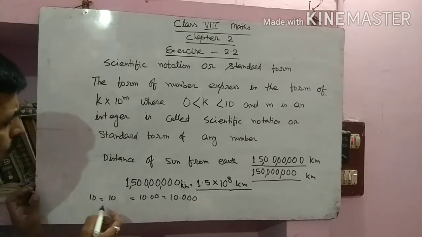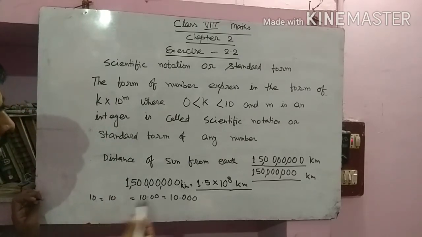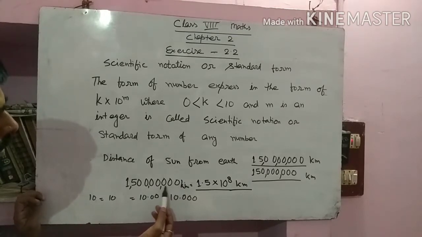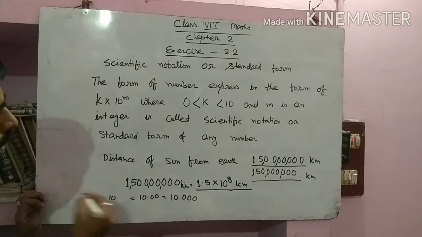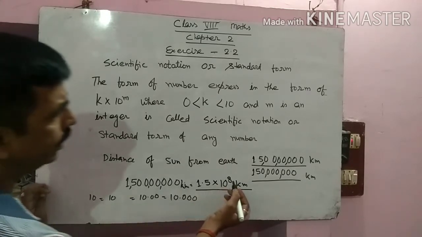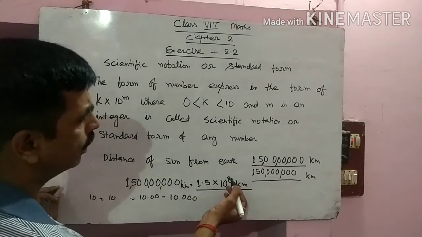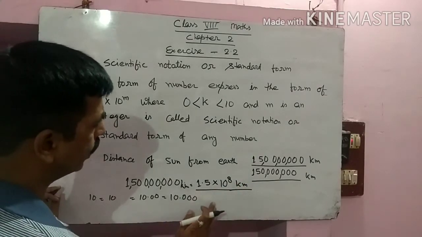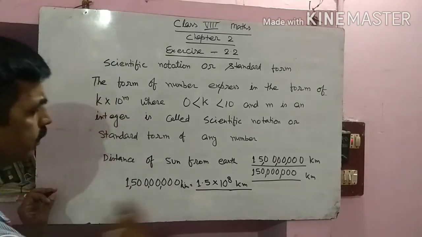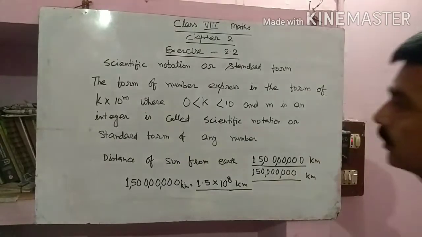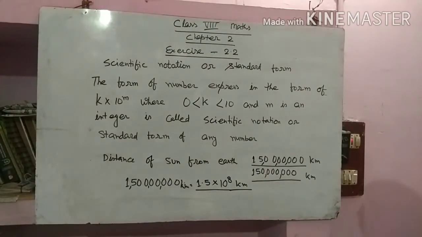Means if you move the decimal sign from the right way, then we have to write the integer value in the power as positive. Okay, so write this one, and we'll discuss some question answers that will make your task easy to understand how to write the standard form of any number. Okay.